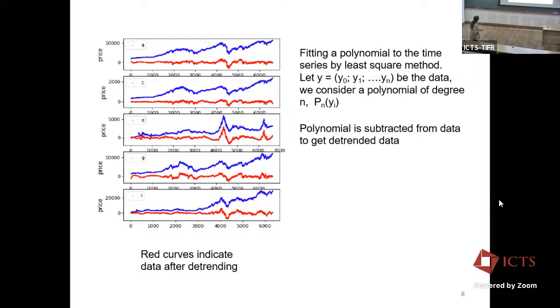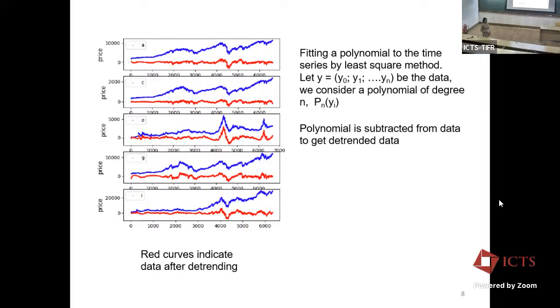So let us see how this is done. One case I am showing. Here, this is actually stock market data. The original data is this blue curve. And what we do is we fit a polynomial to this by the least square fit. We discussed this in an earlier lecture. Suppose y is equal to this. This is the data. We consider a polynomial of degree n. Which degree to choose again needs to be decided.